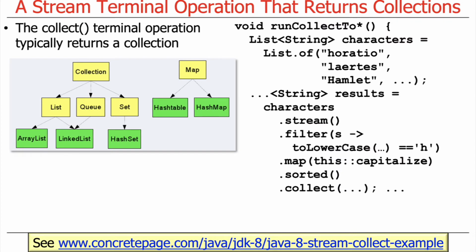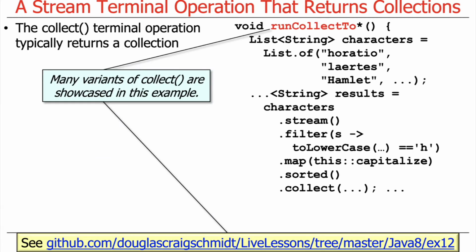So collect is a terminal operation that typically returns a collection. It doesn't have to return a collection, but it usually returns a collection. And hopefully you know what a collection is. A collection in Java would be things like a list, which could be implemented as an array list or a linked list, a set, which could be implemented as a hash set, a map, which could be implemented as a hash map, and so on and so forth. So those are examples of Java collections that you undoubtedly have run across at some point. We certainly use them a lot in this class for the examples we do.